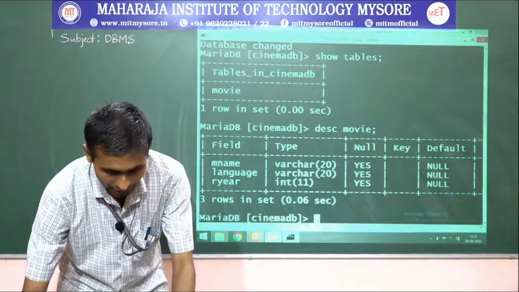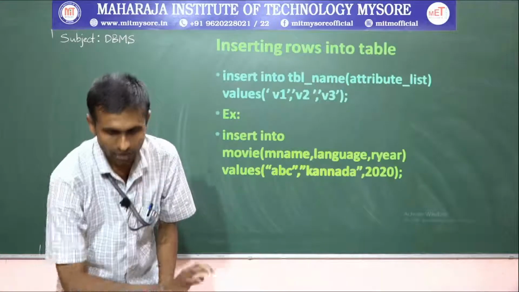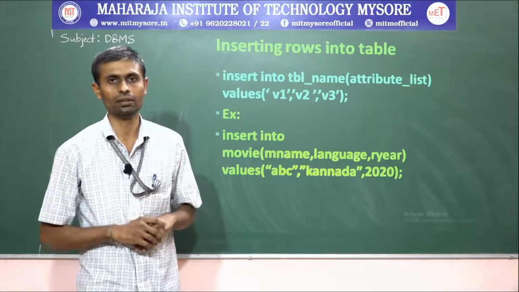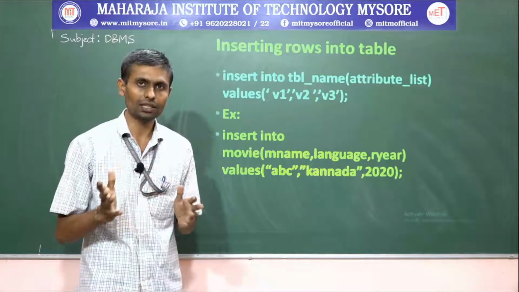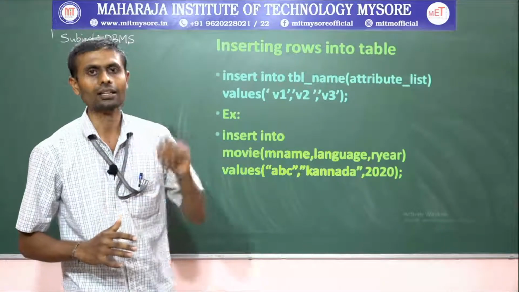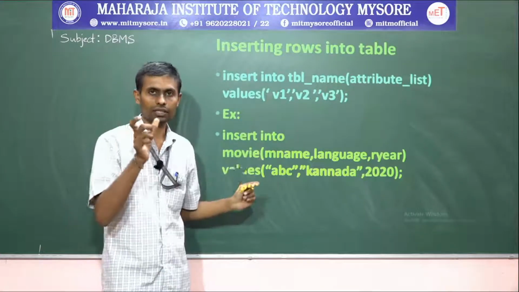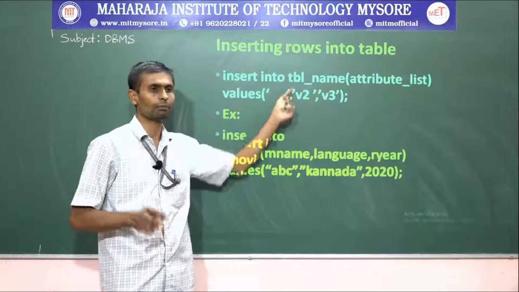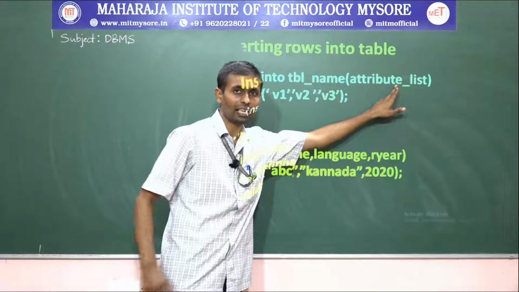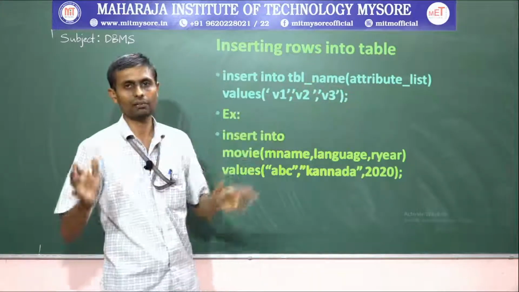Then after that, we discussed that after creating a table, our next job is how to insert a row into a table. To insert a tuple, meaning a row, we should make use of a command called insert. That means insert into, where I want to insert a value, so the table name we should mention, followed by all the attributes we have in the table. That list of attributes we should mention separated by commas.